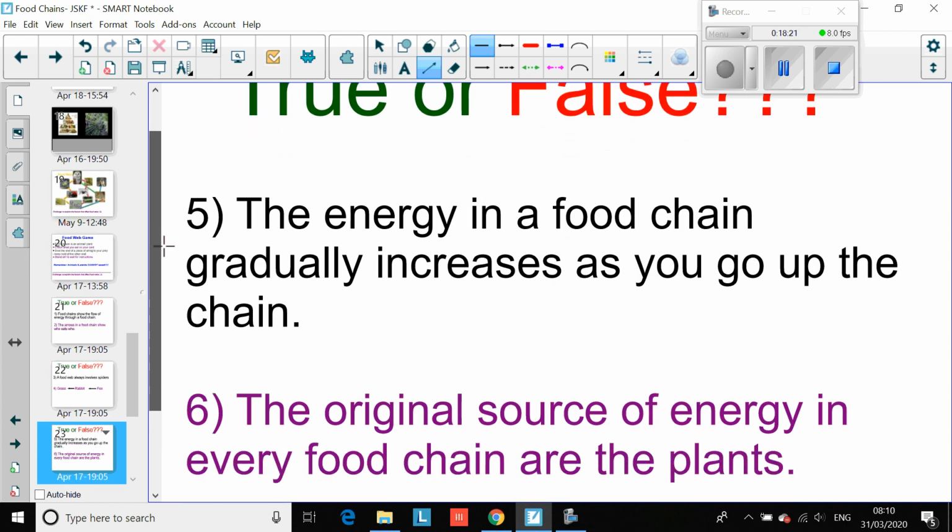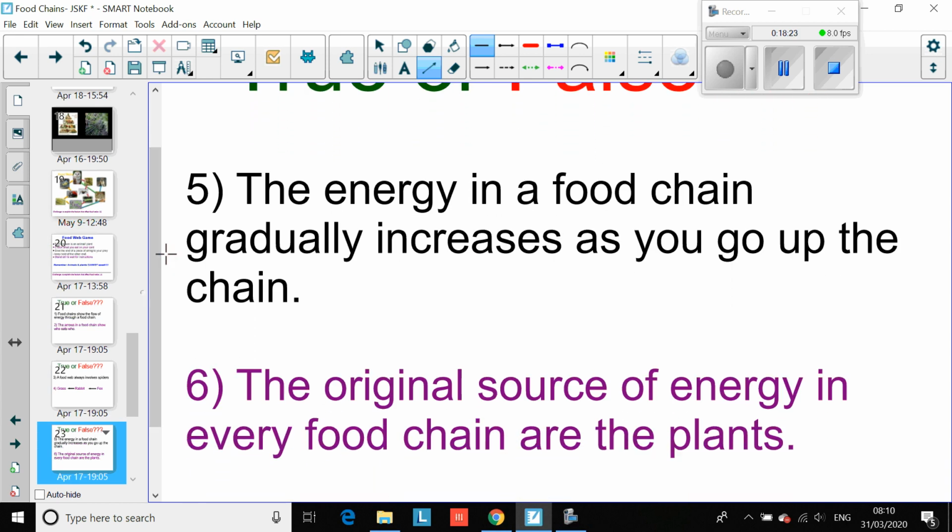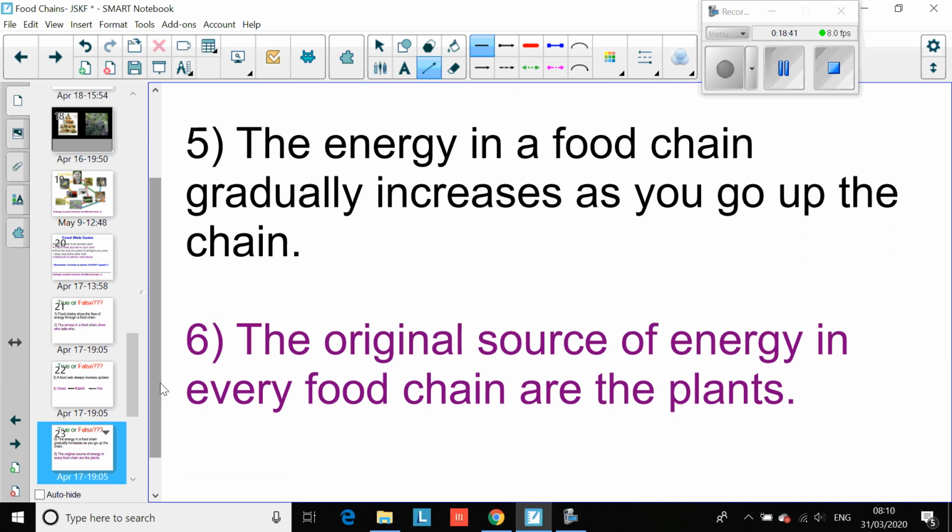Number 5, the energy in the food chain gradually increases as you go up the chain. Is that true or false? Okay, that is false because you actually lose energy. So it would be decreases as you go up the food chain. And then 6, the original source of energy in every food chain are the plants. Is that true or false? Although it would be the sun, because we don't really count the sun, we start with the producer. So that is true. So you need to write that one down.